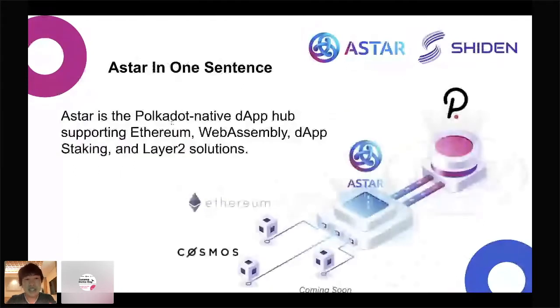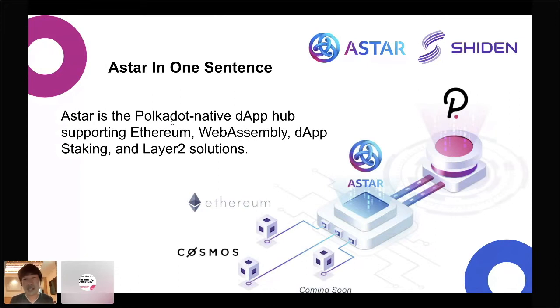So what is Astar network? Astar network is a Polkadot native dApp hub supporting Ethereum virtual machine, WebAssembly, dApp staking and layer 2 solution. The important thing is the Polkadot relay chain. Polkadot consists of a relay chain and parachains. The relay chain is the heart of Polkadot. And a parachain is our own blockchain that has its own logic, such as a DeFi parachain, smart contract parachain, WebAssembly smart contract parachain, IoT parachain, and so on.